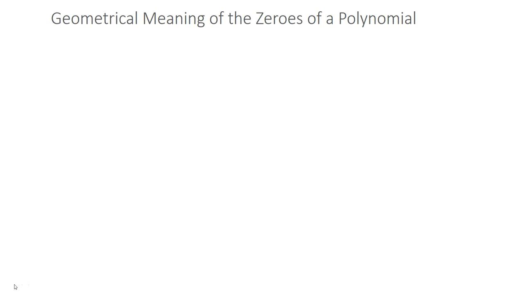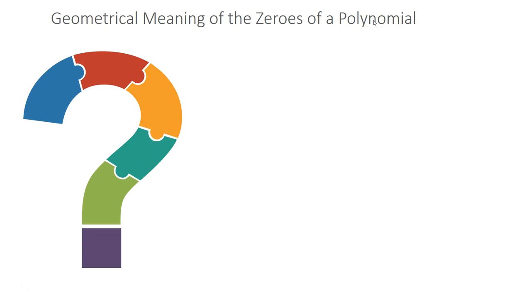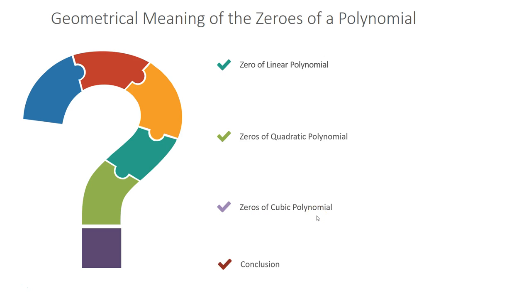In this section, we are going to talk about geometrical meaning of zeros of a polynomial. We'll first talk about zero of linear polynomial, then zeros of quadratic polynomial, then zeros of cubic polynomial, and then we'll recap and draw our conclusion out of it. So let's talk about zero of linear polynomial.